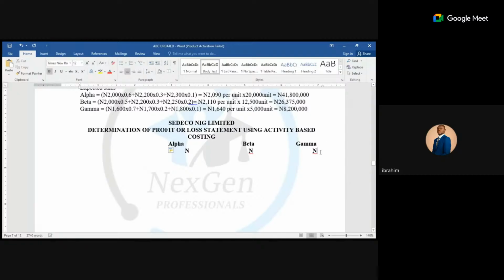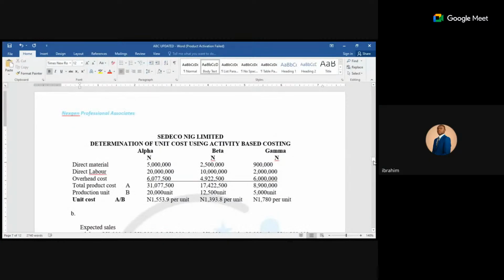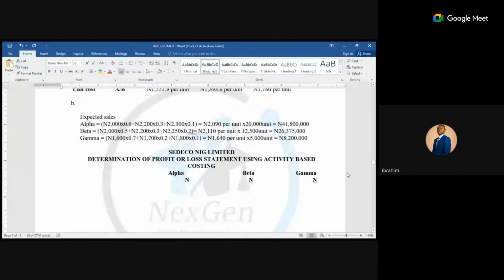Okay. So what do we have? We have the usual direct material, direct labor. So I can just copy your direct labor, and your direct material will always remain the same. The only thing that will be different is your approach, right? So let's start. Since this is a profit statement, we start with sales, right?